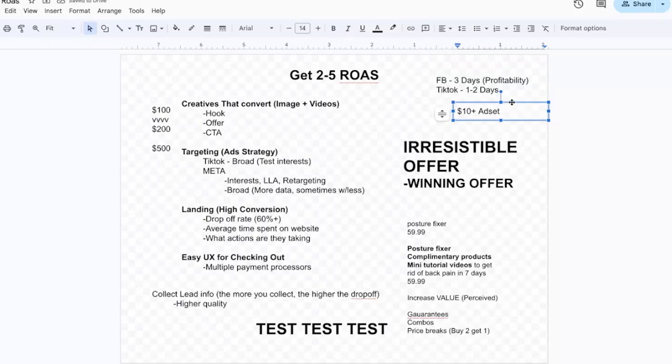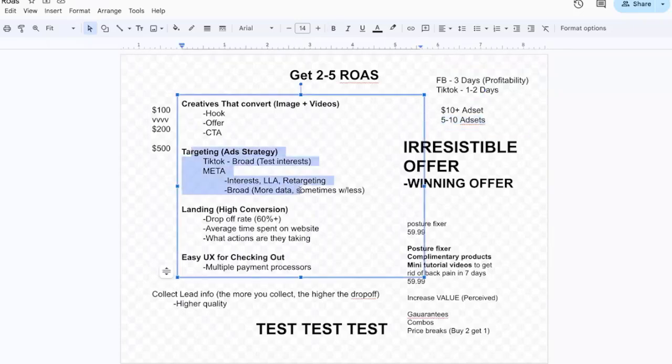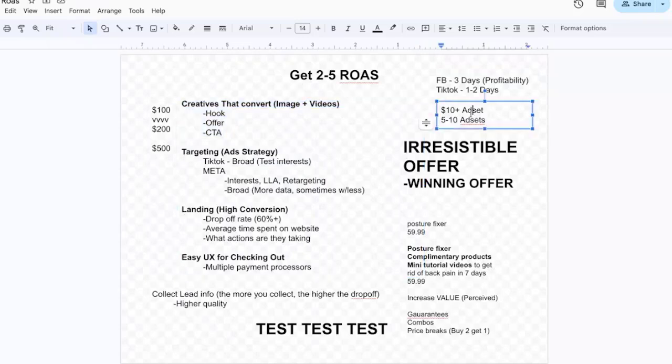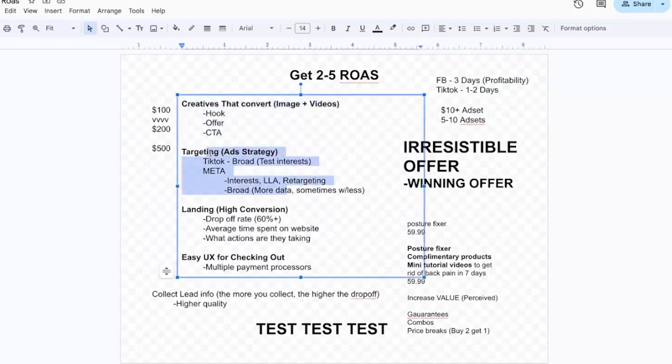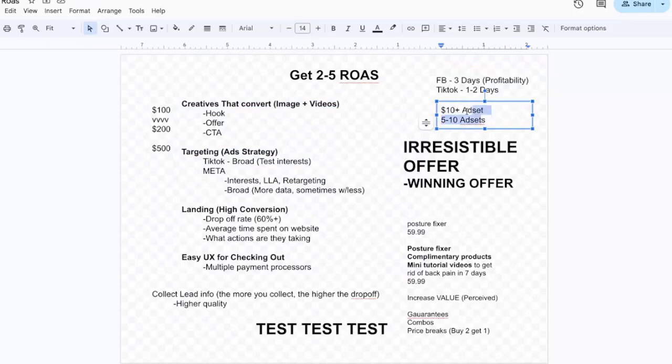And it depends. I may be testing multiple things at once. So sometimes when I'm testing, I may be testing even 5 to 10 ad sets. So it really varies. Each ad set may have different targeting or different creatives. And once I find a winner, then you go ahead and you begin to scale it.